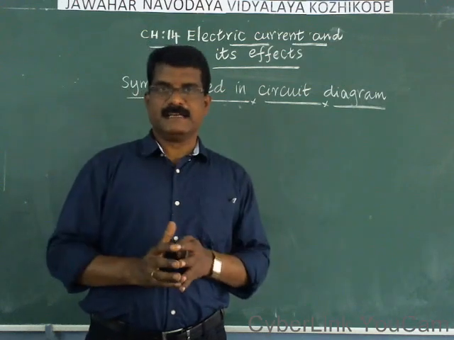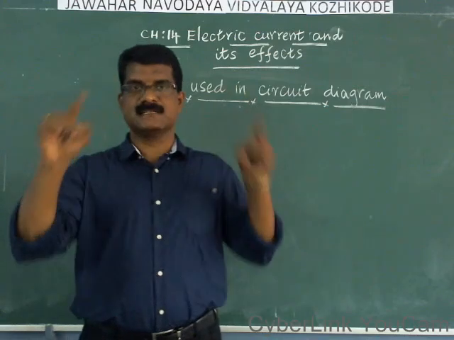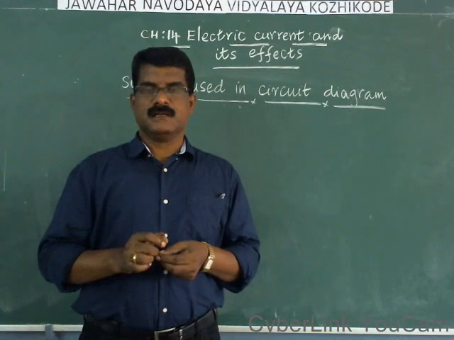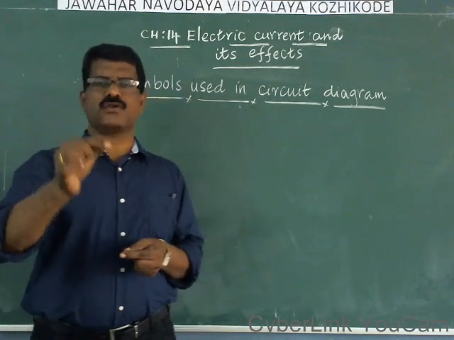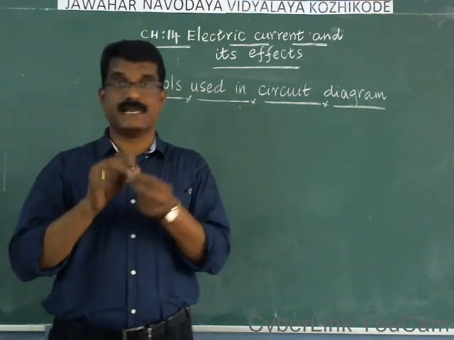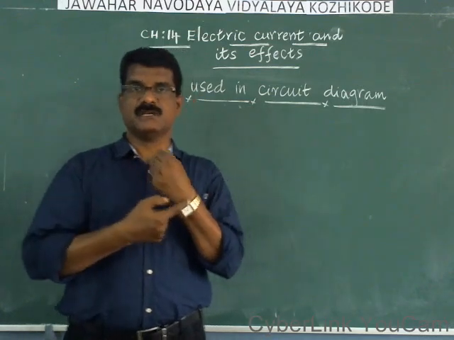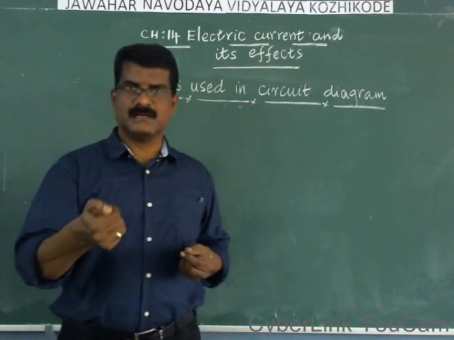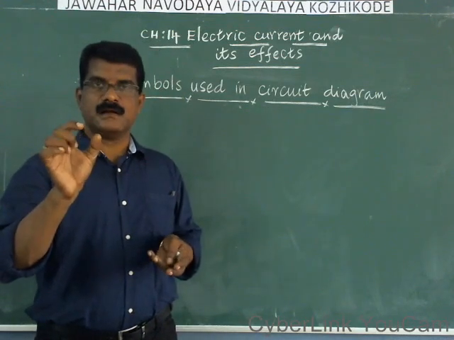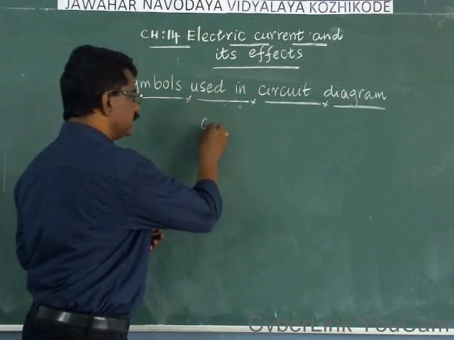Now let us see the various symbols which are used in an electric circuit. The very simple component of an electric circuit is a cell. You know, we use cells in our torch light. We use cells in our watch. We use cells in the remote. So how can we represent a cell in an electric circuit?